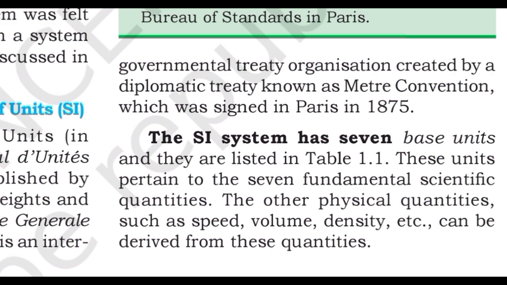1875. The SI system has 7 base units and they are listed in table 1.1. These units pertain to the 7 fundamental scientific quantities. The other physical quantities such as speed, volume, density, etc. can be derived from these quantities.